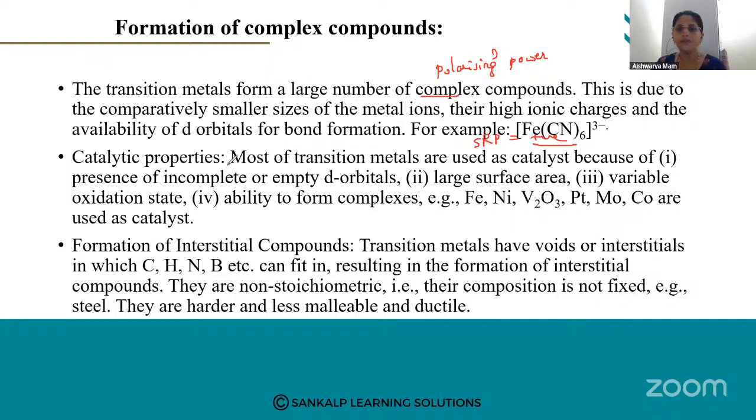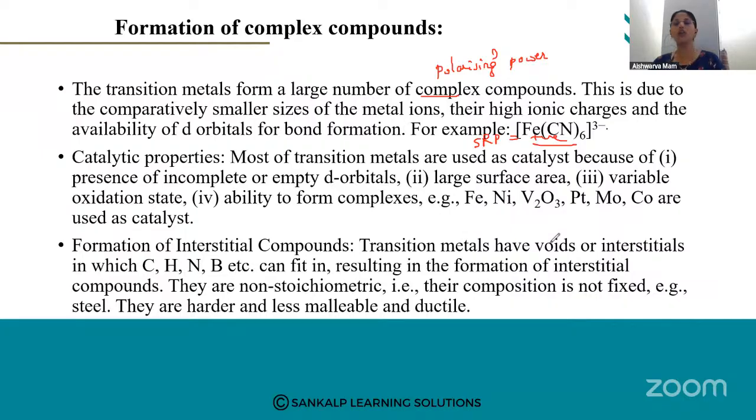Catalytic property, just now we saw it is because of the presence of incompletely filled d orbitals, the larger surface area, and the ability to exhibit variable oxidation states. They are used as catalysts, and we have seen the examples. Now, formation of interstitial compounds. What does this interstitial mean?